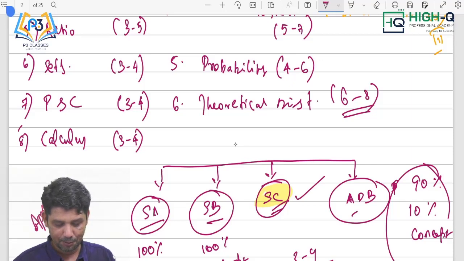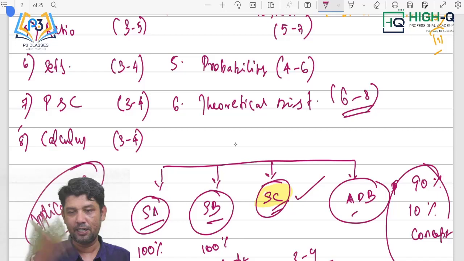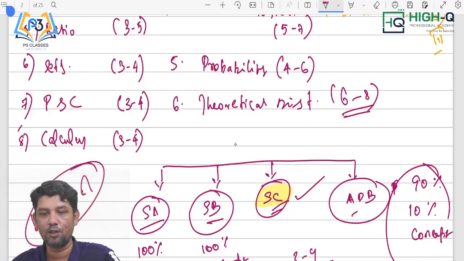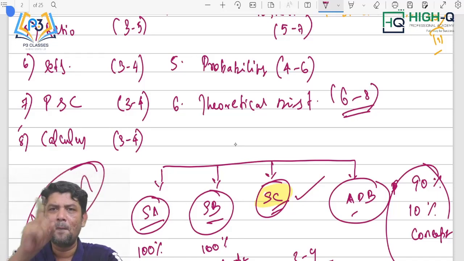Have you ever heard about this application of derivatives after 12th standard in CA foundation level? I don't know whether you heard it or not. Application of derivatives. Compulsory question.